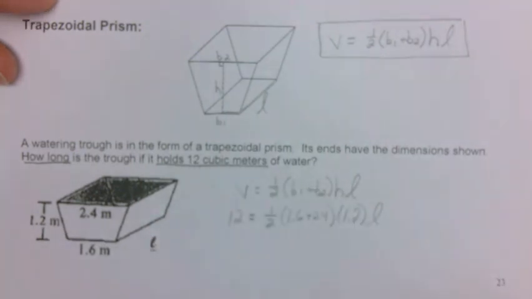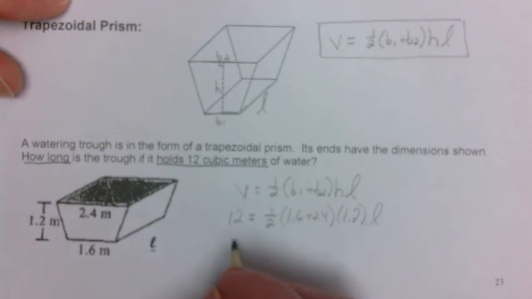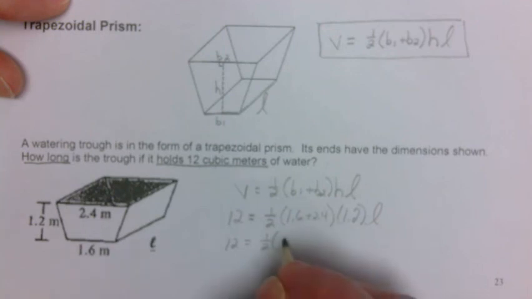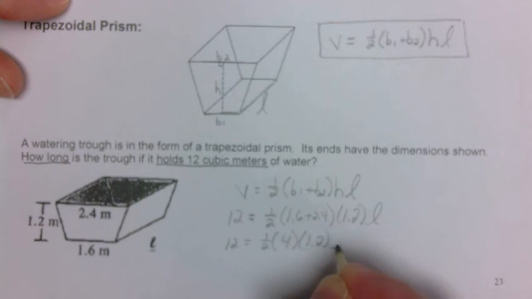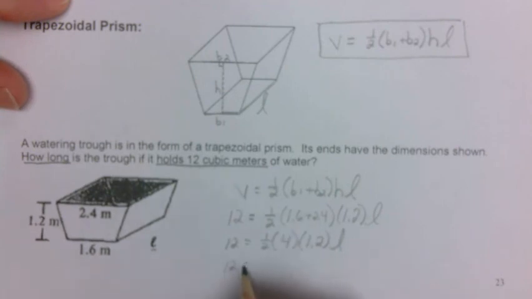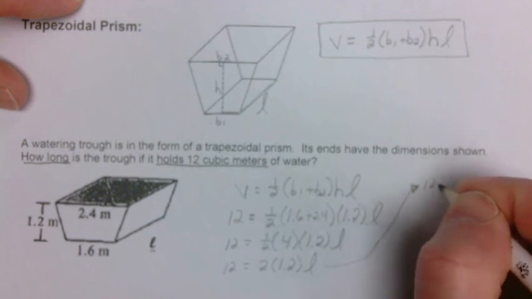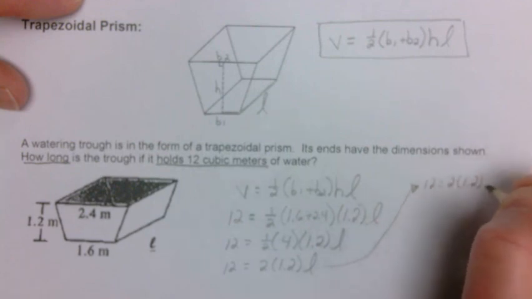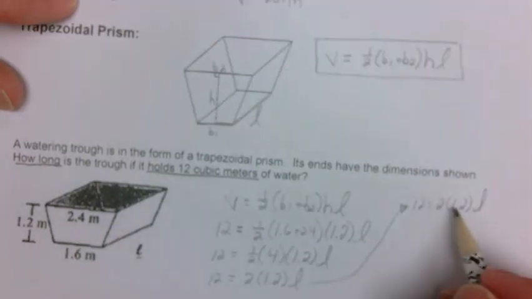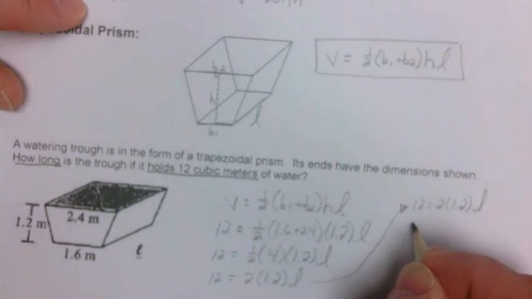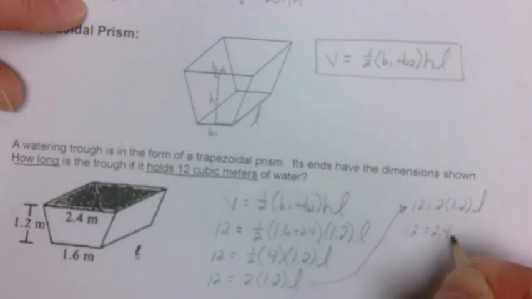That's the volume. So to get the value of L, the length, we're going to use our order of operations by adding what's in the parentheses to start. 12 equals 1/2 times 1 6/10 plus 2 4/10, which is just 4, times 1 2/10 times L. Half of 4 is 2, so 12 equals 2 times 1 2/10 times L. Okay, so 12 equals 2 times 1 2/10 times L. If I multiply 2 times 1 and 2/10, that equals 2 and 4/10. 12 equals 2 and 4/10 times L.